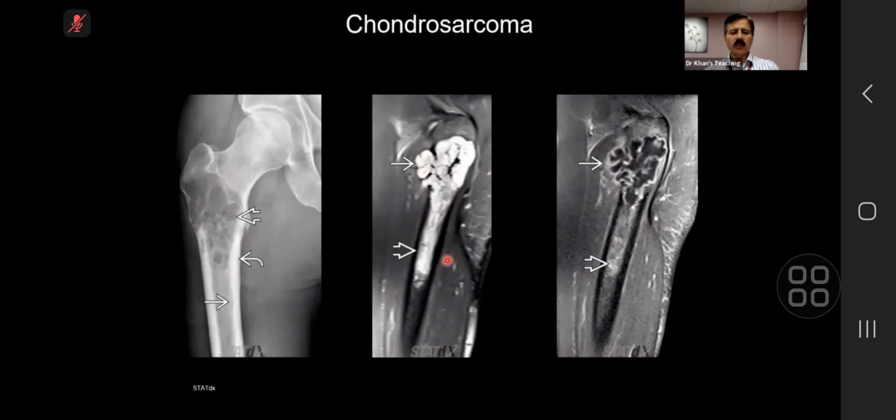gone out. So please remember that sometimes cartilage will still be visible because it might not be a dedifferentiated chondrosarcoma. It can be, there's a spectrum there. There can be cartilage, and even then it can be malignant.